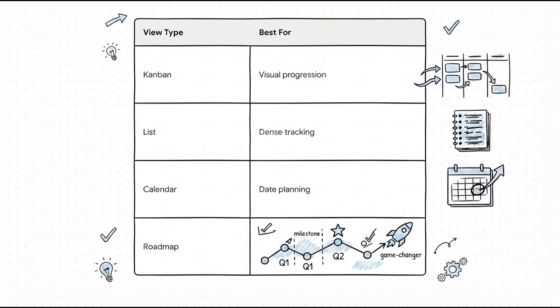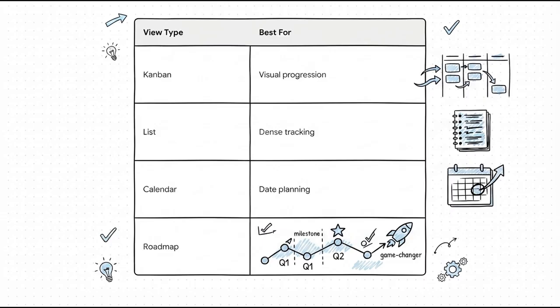Now, to manage all these cycles and modules, Plane gives you multiple real-time views that actually match how your team works throughout the day. You've got the classic Kanban board, obviously, for visual task progression. Then there's a list view, which is perfect for when you need really high-density issue tracking.